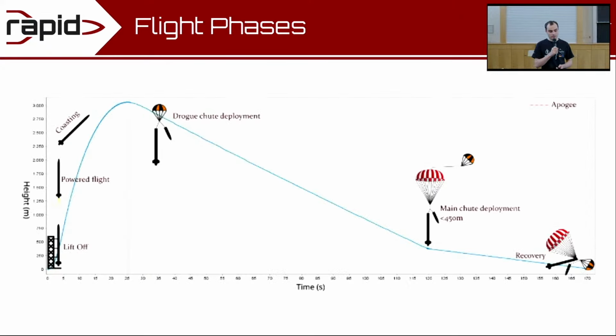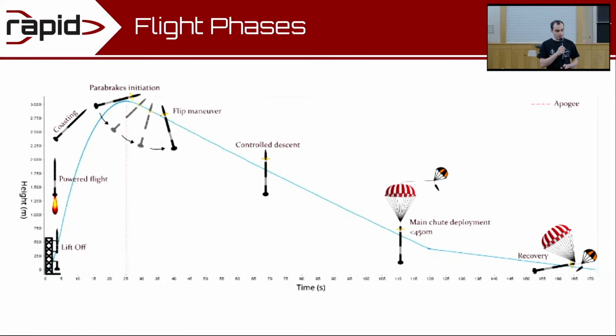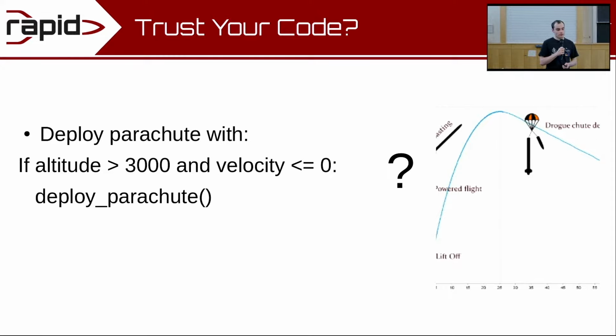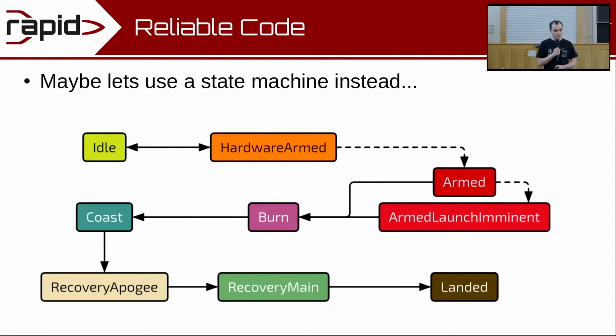These are the flight phases that Marco explained earlier. You can see schematically how the parabrakes initiate the flip maneuver. The question is now, how do we decide when to deploy the parachute? We could do an if statement like that. I think this is actually present somehow in our code. But to keep track of everything and to validate everything and so on, we have a state machine. It's just a very intuitive way of describing the different states.